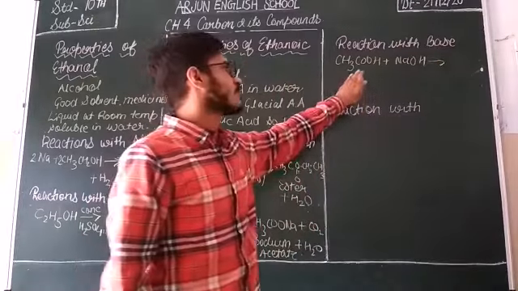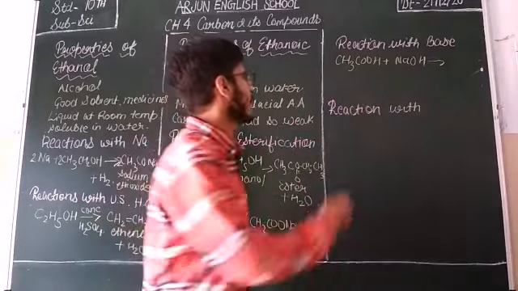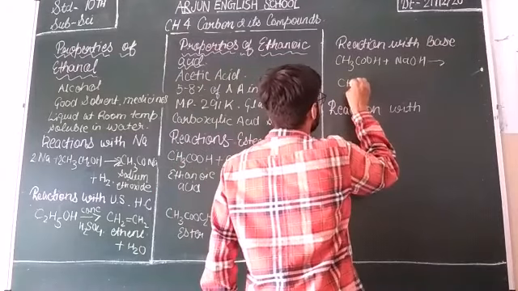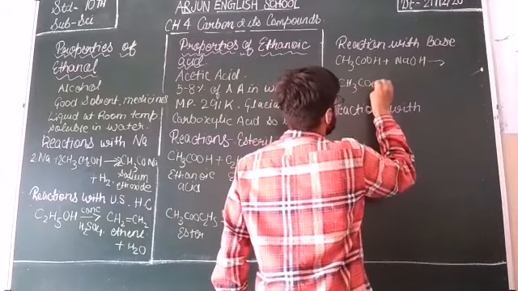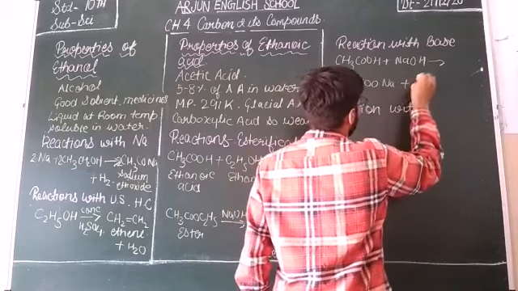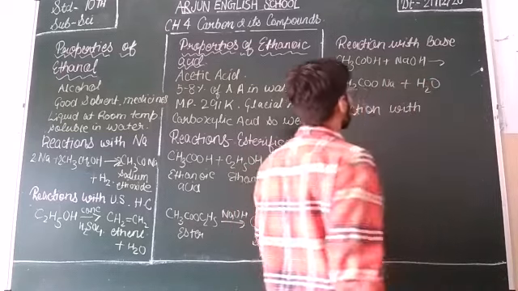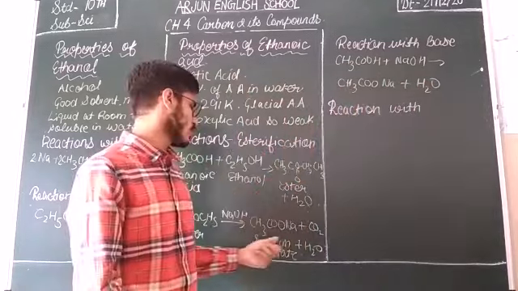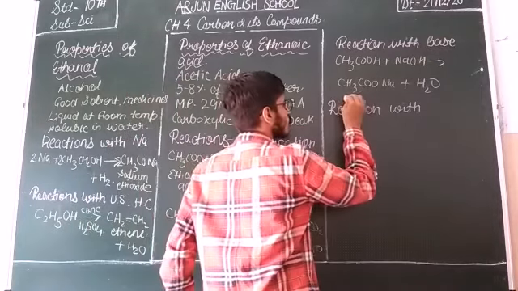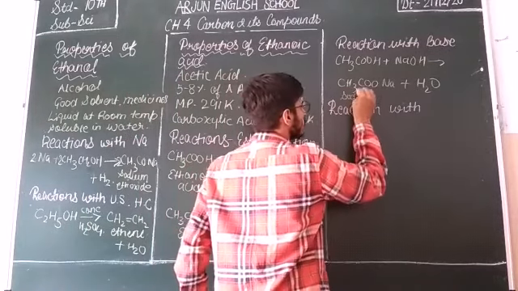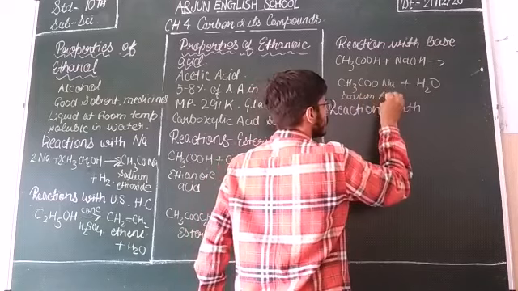Now when it reacts with base, what do we get? We get CH3COONa plus H2O. What is it? It is the sodium salt of a carboxylic acid. That is sodium acetate.